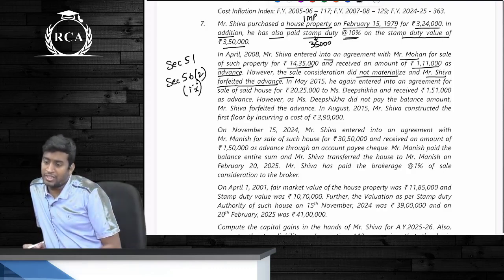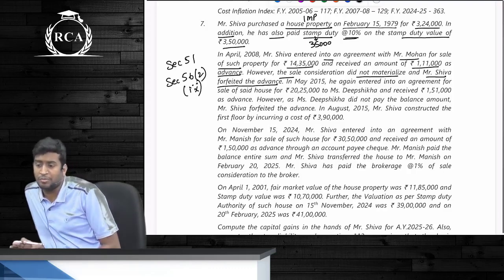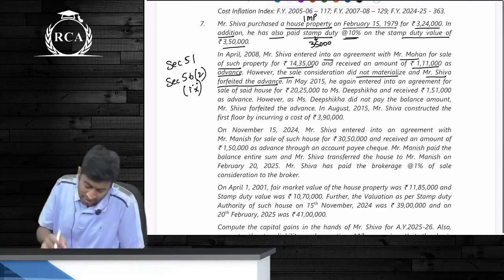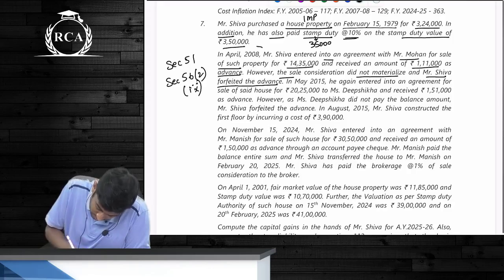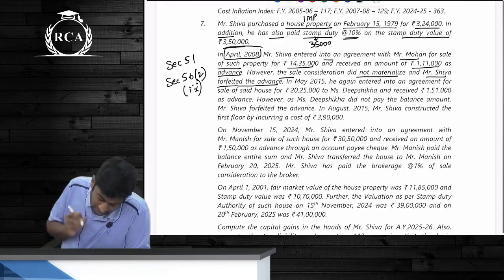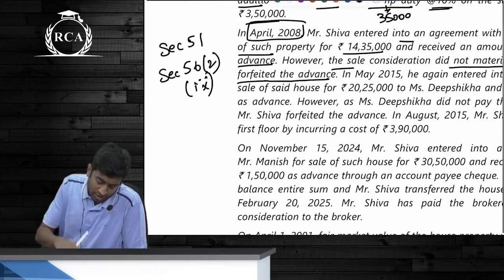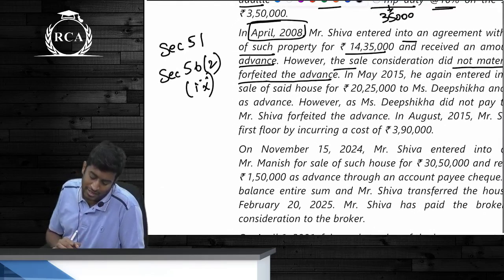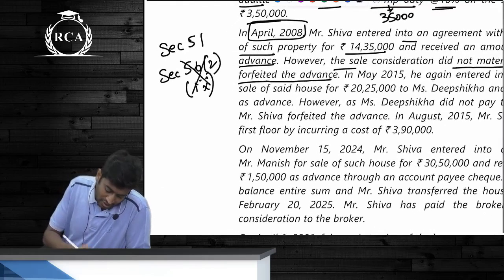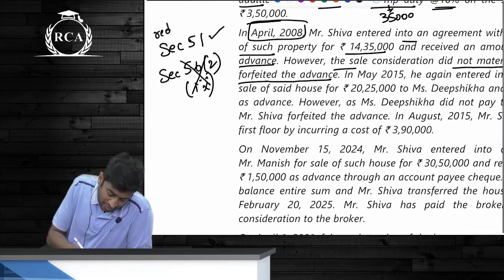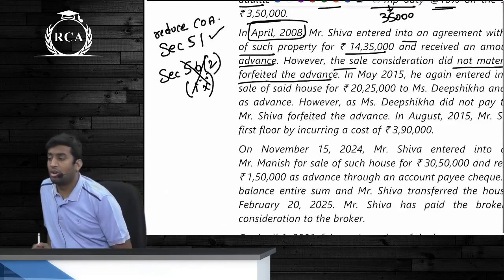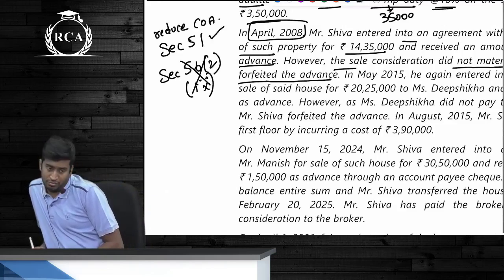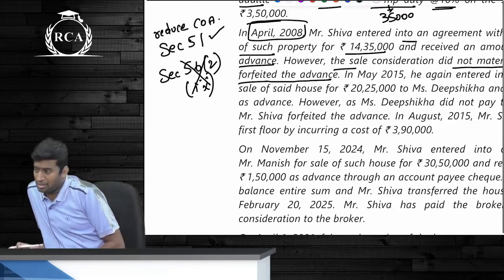We need to check the date, 1/4/2014, Arun Jaitley's first amendment it was. When did you forfeit? April. So out of these two sections, which section will apply? This will apply. Which one? And 51 says we will reduce from the cost of acquisition, if I remember the concept.